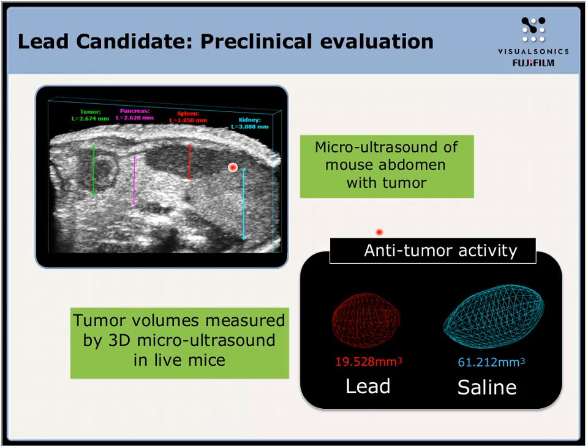So for an ultrasound image of a tumor out here, you can capture wire cage images as shown here of that tumor in 3 dimensions right from the micro-ultrasound scan. Now, here you're seeing the volume of a tumor when subjected to a lead candidate as compared to saline. You have volumes provided in numbers out here supporting an anti-tumor activity.